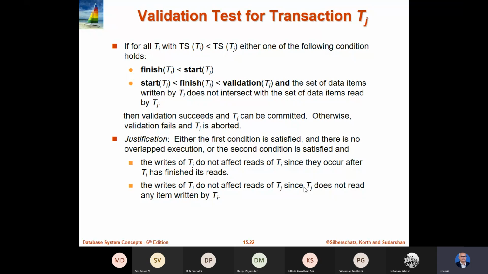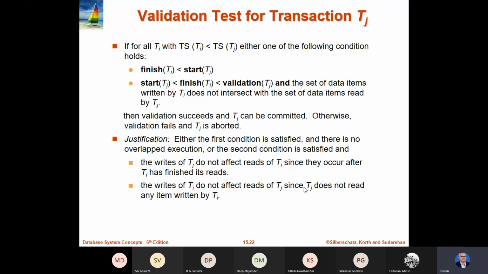So that means that although TI has not finished when TJ started, and it is also less than the validation of TJ, what it means is that they do not intersect in any data item, so there is no conflict, so validation will succeed and TJ can be committed. Otherwise, validation fails and TJ is aborted.